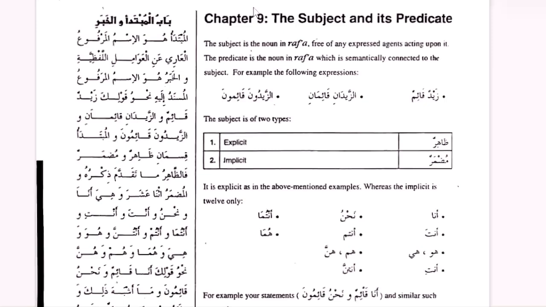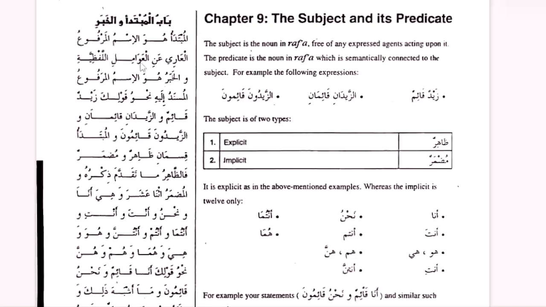And the other way around, the remaining part of the sentence that talks about the subject, in English we call the predicate. In Arabic language, we simply call it the khabar. We all know khabar. What is khabar? Khabar means news. So it is giving news or information about the subject. So we call it the khabar. In English, we say the predicate.